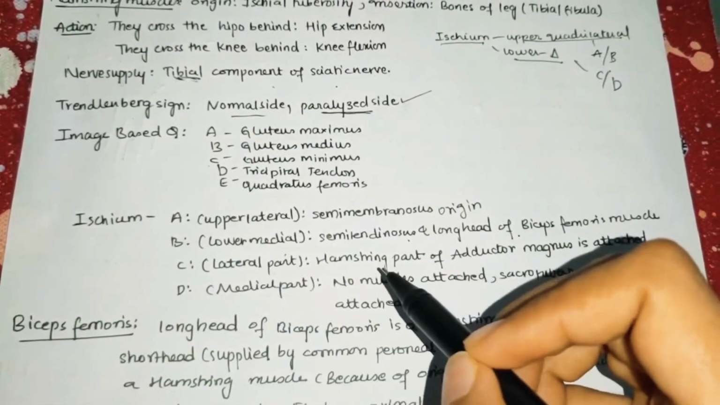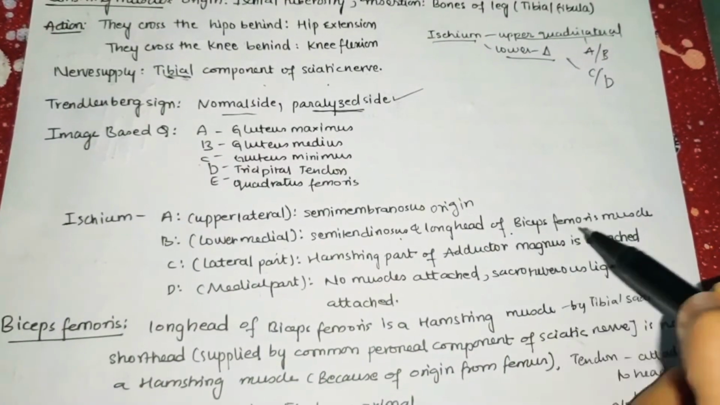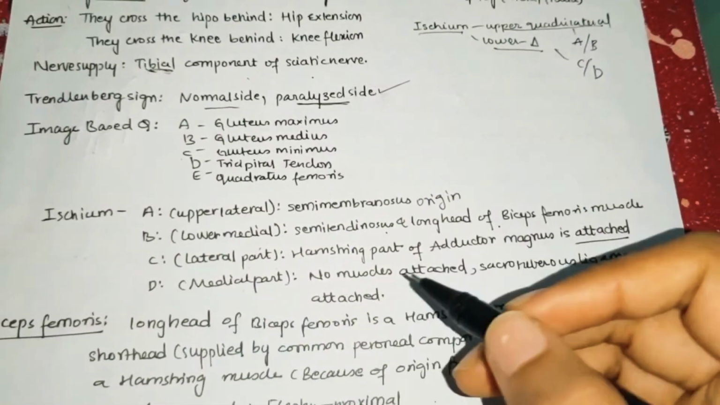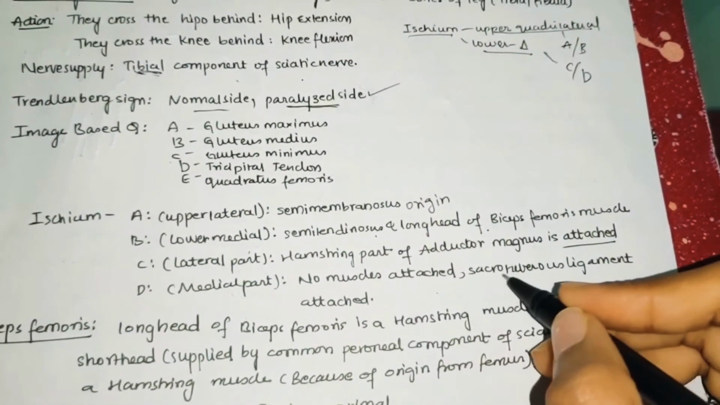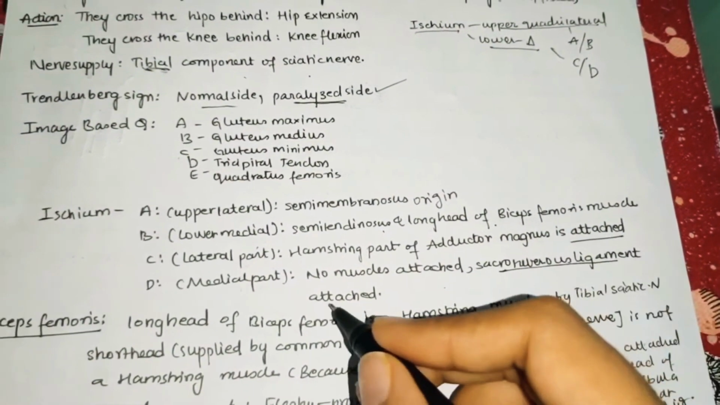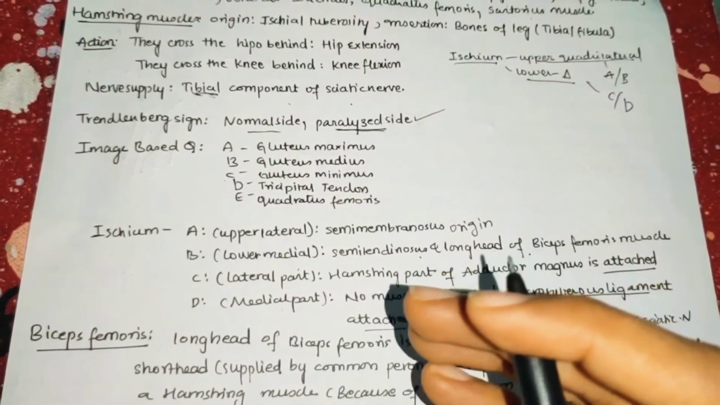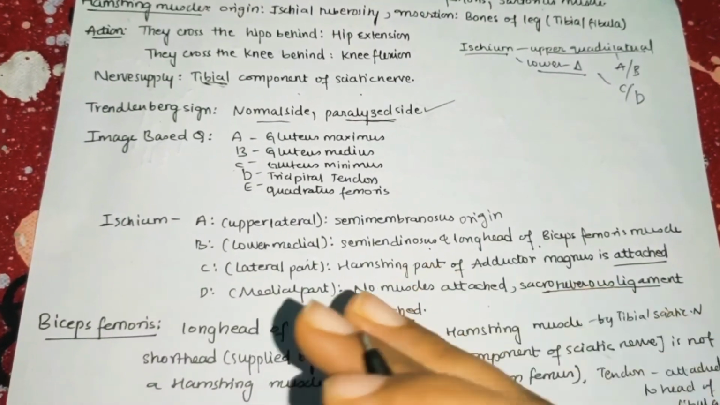Whereas if you see in the lateral part, there is a hamstring part of adductor magnus that is inserted, and even in the medial part, there is no muscle attached, but there is attachment of sacrotuberous ligament, okay. So this is about a hamstring muscle. Let us see each of the hamstring muscles one by one.